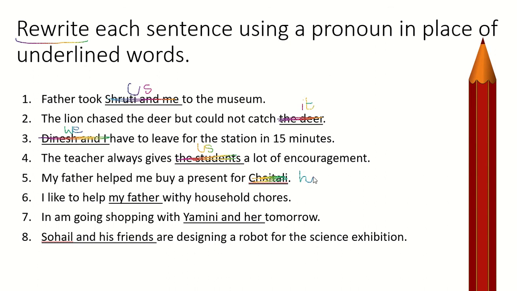Next. I like to help my father with household chores. Now, my father. So, what will I do over here? I like to help my father. Father ko help milne wala. Father is going to receive the action. So, I will use him. I like to help, he nahi hoga. I like to help him. Because I will be helping him and he will receive my help.